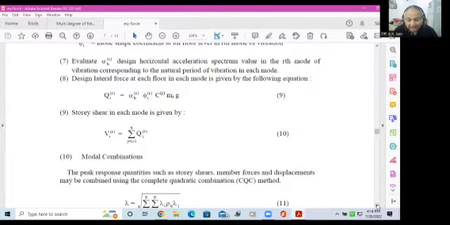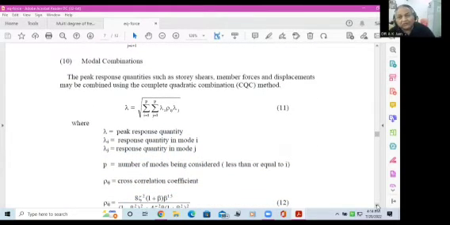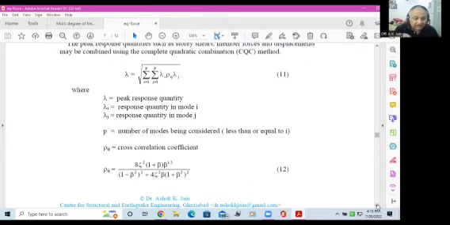Then modal combinations. Okay, there are several ways to find the summation of various modes to get the net force for bending moment, shear force, axial force, and net displacement in a building. Okay, so you can use this formula. This formula is known as the CQC method, that is complete quadratic combination, CQC. Okay, and I will not go into more details now because this formula is again given in the code. This formula has been derived by some person, and somebody can refer to that formula.